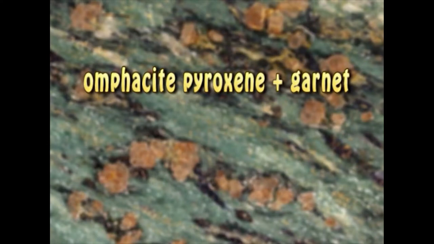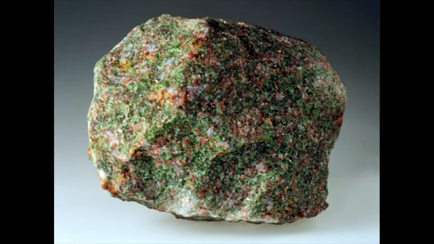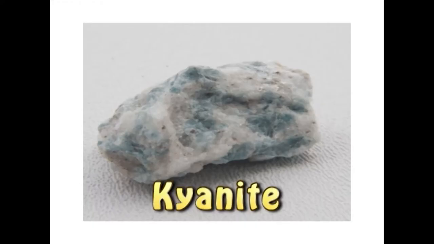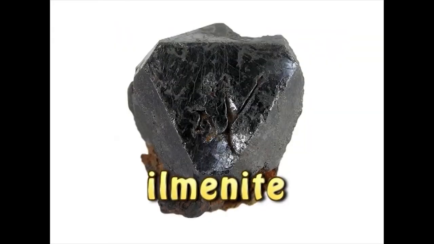The critical association is omphacite pyroxene plus garnet. Omphacite is a pyroxene containing greater amount of Na2O and Al2O3 and negligible amount of TiO2, as compared to the pyroxene of igneous rocks. Garnet is lime bearing almandine pyrope with 25 to 70% pyrope and 12 to 40% grossularite. Besides these, some eclogites contain kyanite, enstatite, rutile, ilmenite, etc. Feldspar is absent.